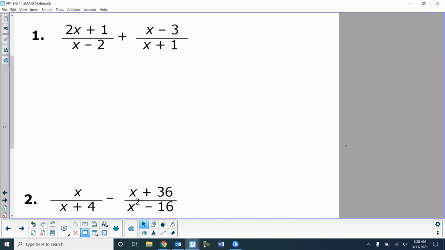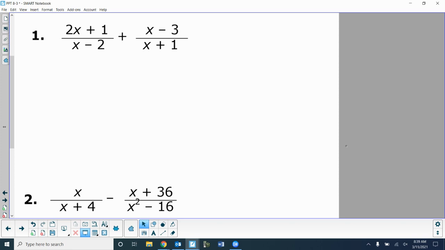No. Not what I said. Yesterday, I said you always look to factor denominators first, right? Don't worry about factoring numerators. And then once you have them factored, how do you write down your common denominator? What did I say yesterday? Whatever shows up, write down.